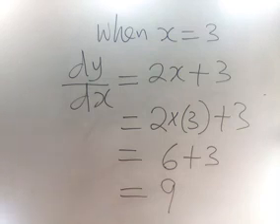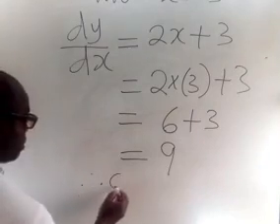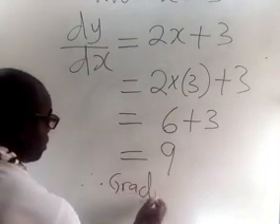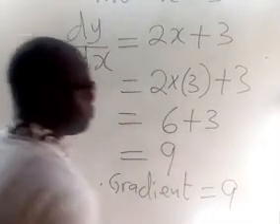All you need to do, as I've said, is differentiate. After we have differentiated, then we substitute for x where necessary. Therefore, the gradient is equal to 9.